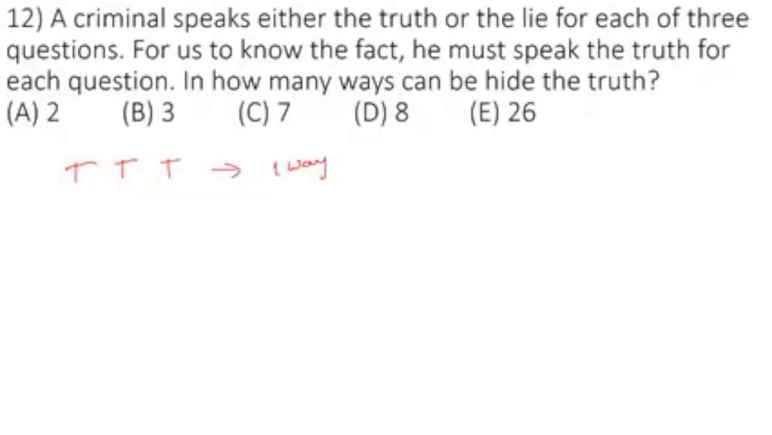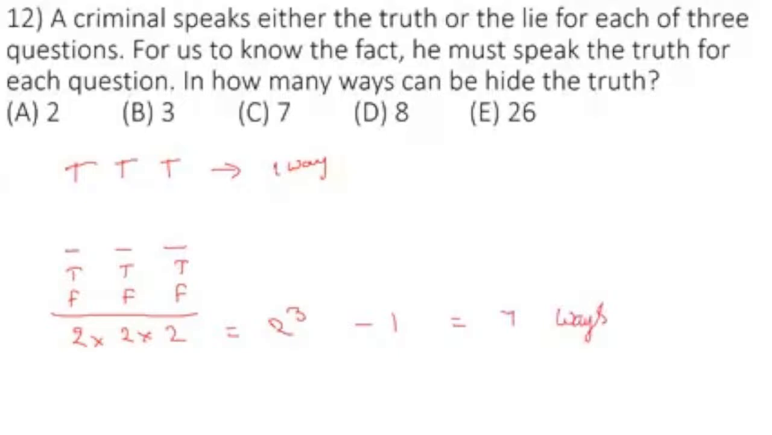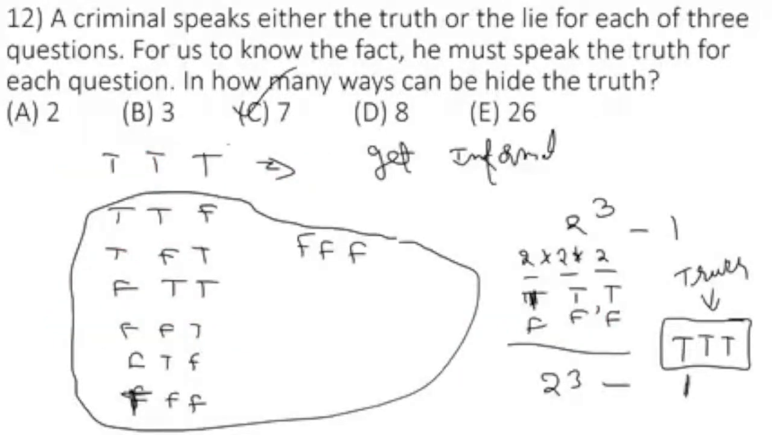And remember, generally for every question, the possibilities of speaking are true or false, so 2 into 2 into 2, that is nothing but 2 cubed. From that, I need to remove the case that he is speaking the truth all the way, so that is 7 ways. Otherwise, if you want to write down the information, the total number of ways of writing true or false is 8 ways. In that, I need to remove the truth case. So that is 7 ways.